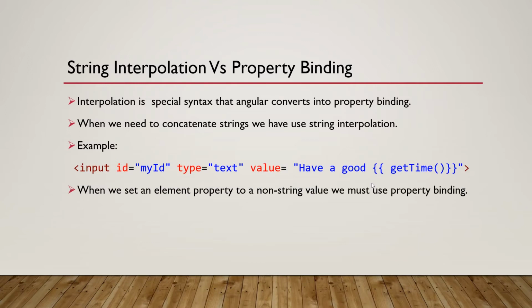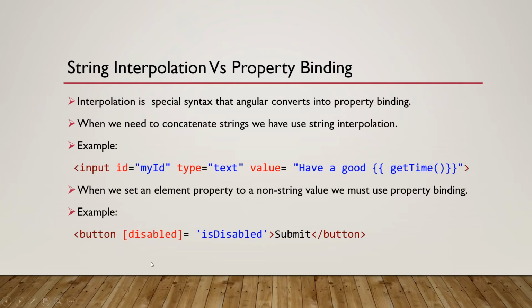Similarly, when we set an element property to a non-string value, we must use property binding. In this example, isDisable is a Boolean property, and we are assigning it to the disable property of a button. So we have to use property binding in this kind of scenario. With this understanding, let's go to Visual Studio Code and do this practically.